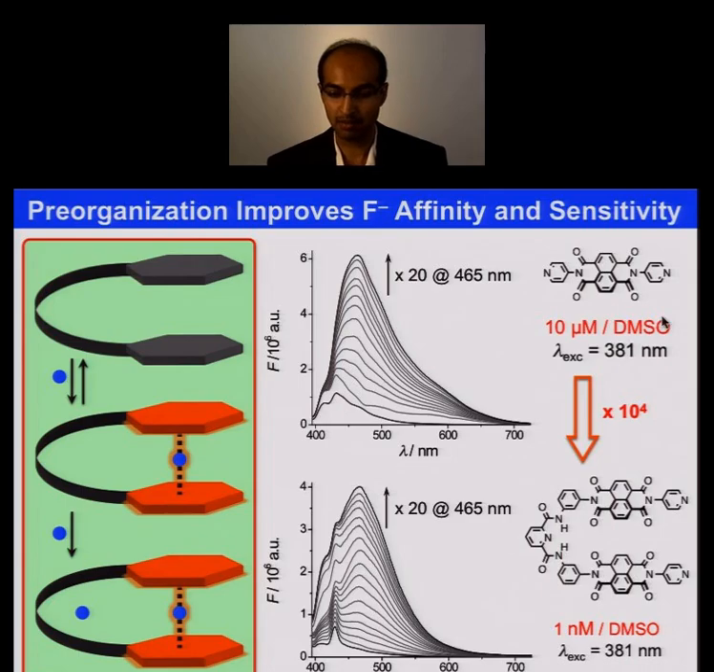Here we see that the minimum concentration of the monomeric NDI had to be 10 micromolar in order to visualize any fluorescence amplification. However, in the case of the pre-organized bis-NDI receptor, we could go down to as low as 1 nanomolar concentration of the receptor molecule, which showed similar fluorescence amplification. We confirmed this again with NMR and isothermal titration calorimetry, which are discussed in detail in the JACS paper.